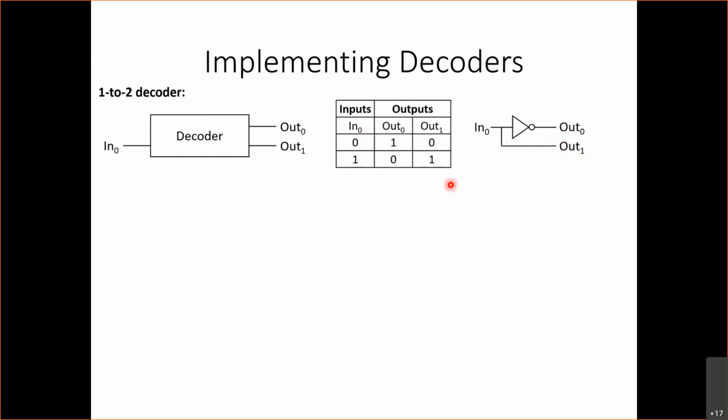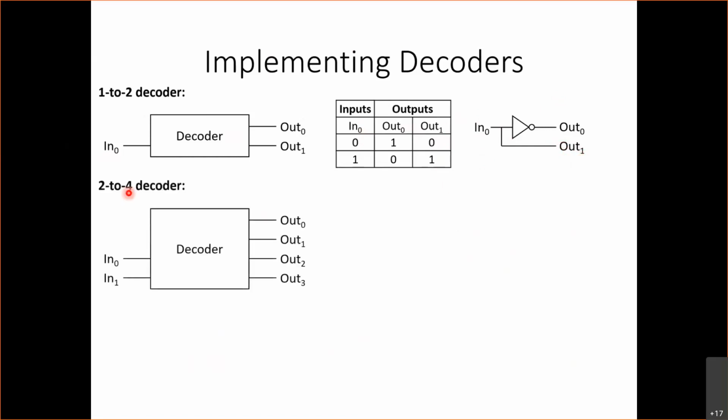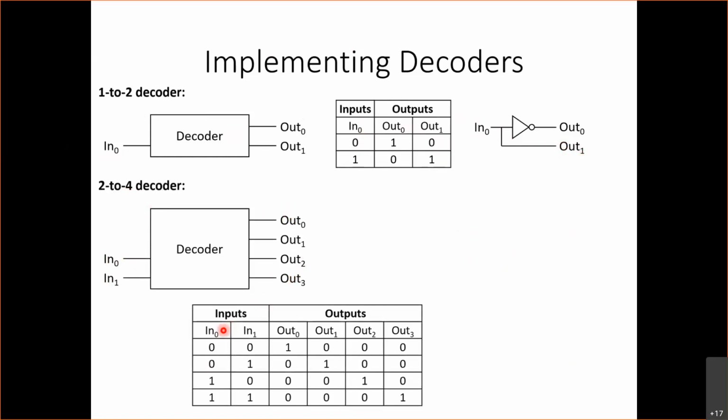Okay, let's look at a bigger example. So a 2 to 4 decoder looks like this. We have 2 inputs and 4 outputs, because 2 to the power 2 is 4. And here our truth table is going to look like this. We can have different combinations: 0, 0, 0, 1, 1, 0, and 1, 1. In 0, 0, out 0 is going to be 1, everything else is going to be 0. For 0, 1, out 1 is going to be 1, everything else is going to be 0, etc. So here in 1, 1, out 3 is going to be 1, and everything else is going to be 0.